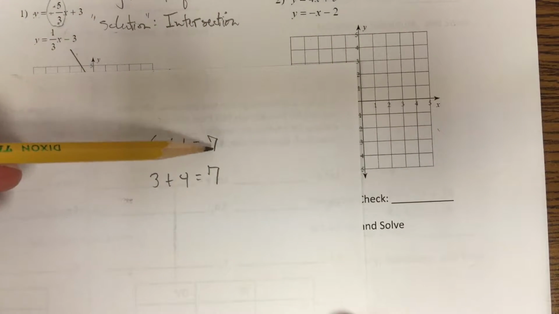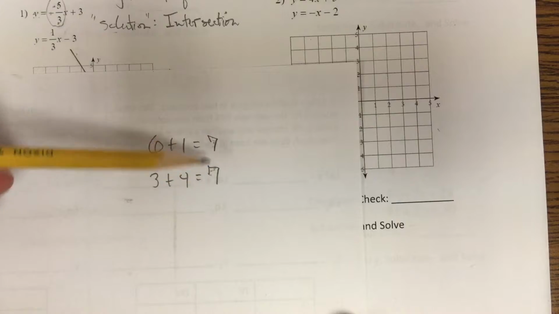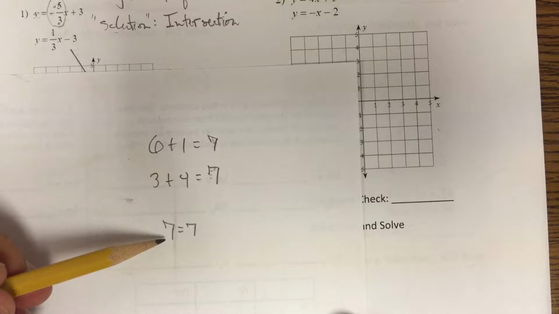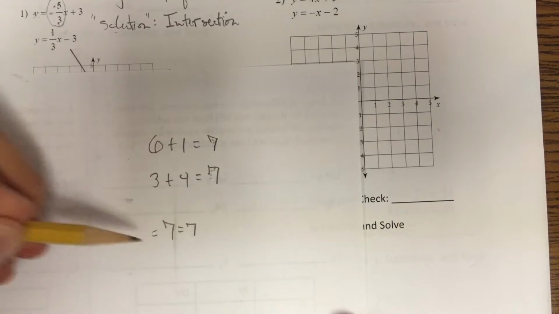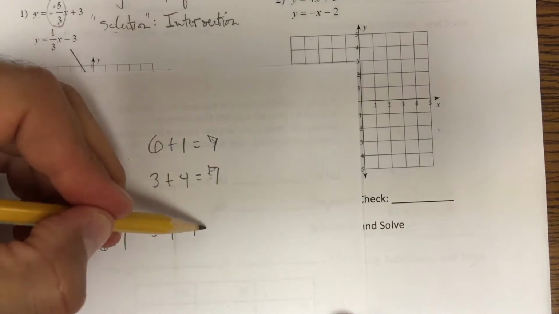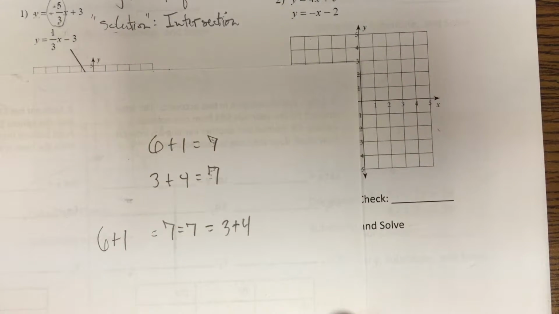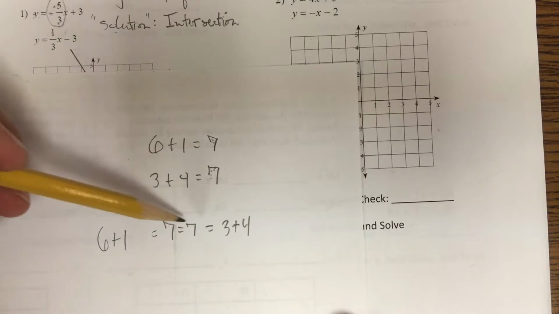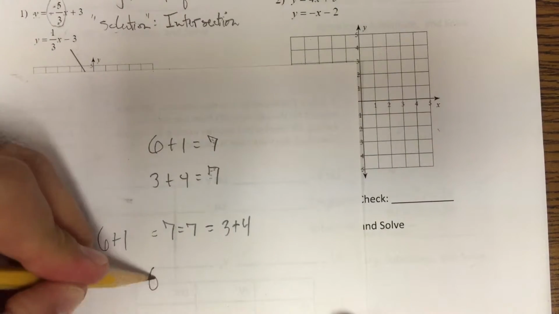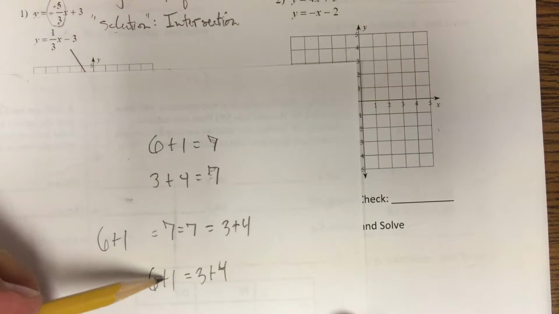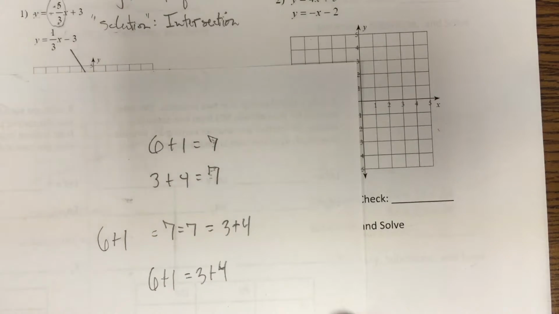Well, guess what? Guess what equals itself? 7. That's true, right? 7 equals 7. Well, look what also is true. 6 plus 1 equals 7, and 3 plus 4 equals 7. Well, if that's true, then since all of this equals each other, 6 plus 1 equals 3 plus 4. 7 equals 7. It's exactly the same. This is just basic math. It's all about equalities, things that equal each other.